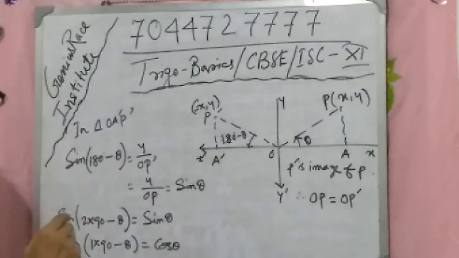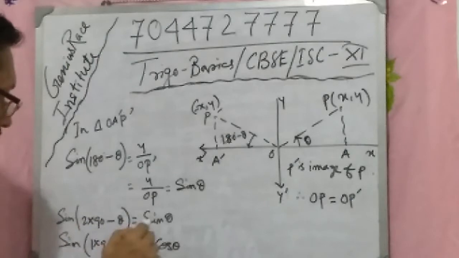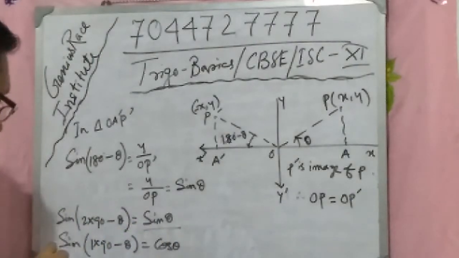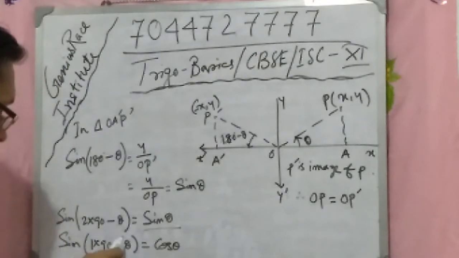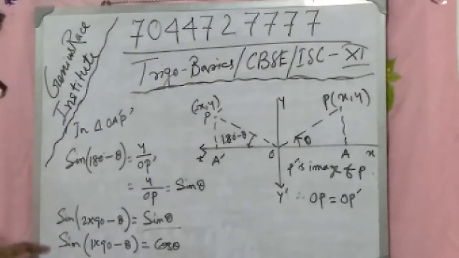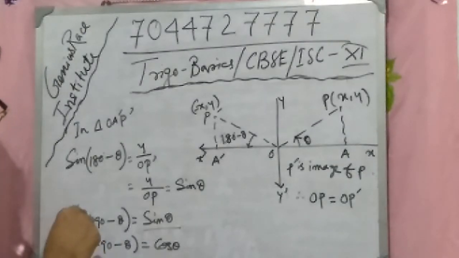So sine of 2 into 90 minus theta equals sine theta, and from the property of complementary angles we got sine of 1 into 90 minus theta, that's cos theta. It means when it's an even multiple of 90, the trigo ratio doesn't change.